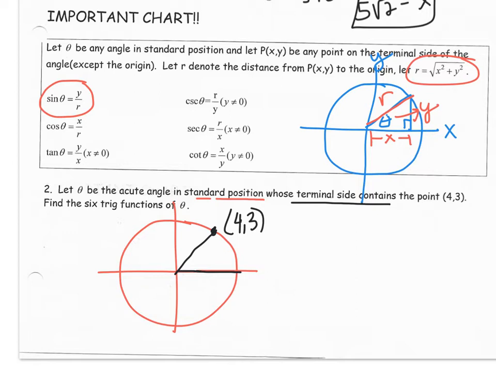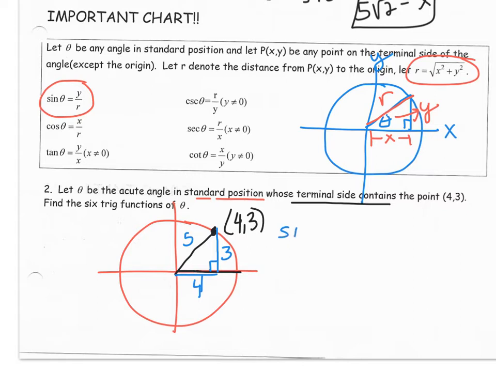Okay, now just drawing the angle is nice, but we really need to make a triangle. So we're going to connect it down to the x-axis, and then we can see that the x value is 4, the y value is 3, and if we did Pythagorean theorem, we'd get 5. So the problem says find all 6 trig functions. Well, let's not find all 6. Let's just find a few.